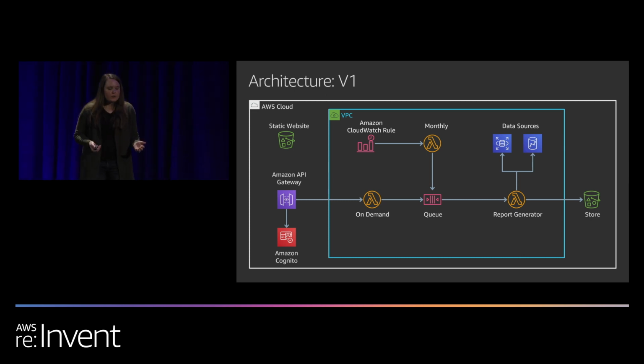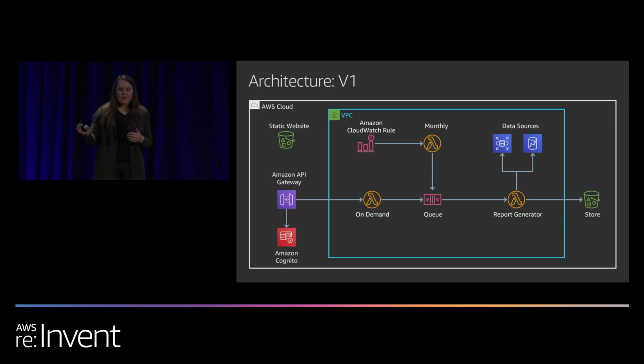So this is the architecture that they began with. And if you look in the upper right-hand corner, you can see there's a static website hosted in an S3 bucket. The customer success managers load the static website from the S3 bucket, and then they fill out the form that I showed you a couple slides ago and request a report.